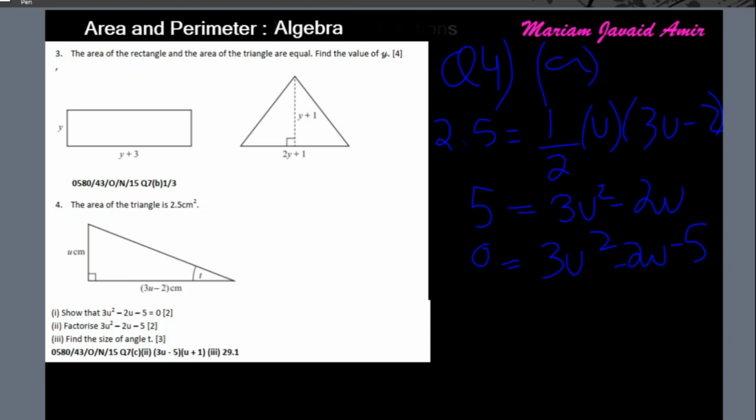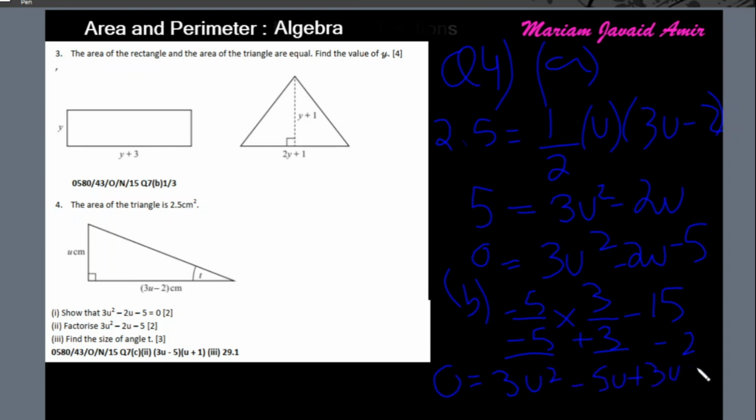This was part A. Part B is factorize this. So we're looking for two numbers which when multiplied should give us 3 times minus 5, which is minus 15, and which when added should give us minus 2. So let's try minus 5 times 3, and here also minus 5 plus 3, we get minus 2 and minus 15 respectively. So 0 equals 3u square minus 5u plus 3u minus 5.